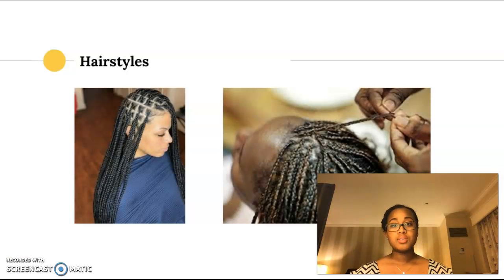Next, we have hairstyles. Panama's on the right and America's on the left. The price for the one in Panama would be $50, and in America, it could go anywhere from $200 to $500. So this is, again, with uncertainty avoidance, and then also making sure that you're helping the community.